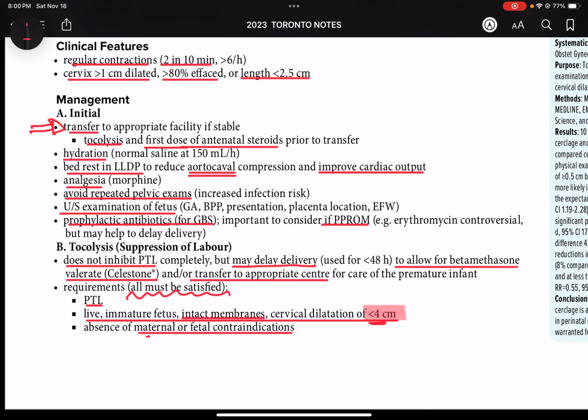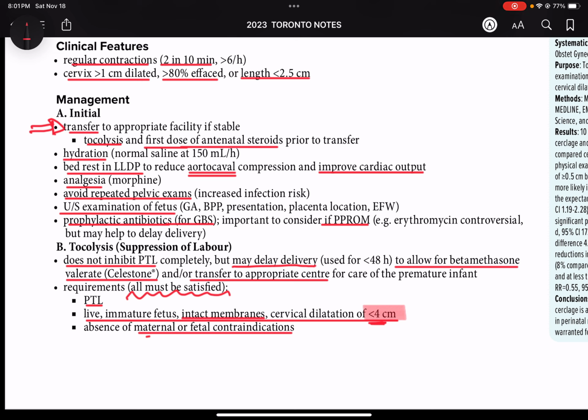Make sure they are properly hydrated. Bed rest and left lateral decubitus position. Why? So that the aorta and the vena cava, those are compressed by the big uterus. The uterus has occupied some space, so to reduce that compression and so that the cardiac output is improved, there is better circulation. It is best that the patient should lie on their left lateral decubitus position.